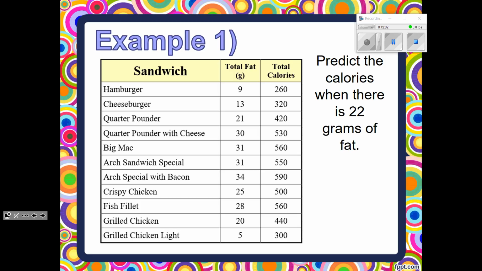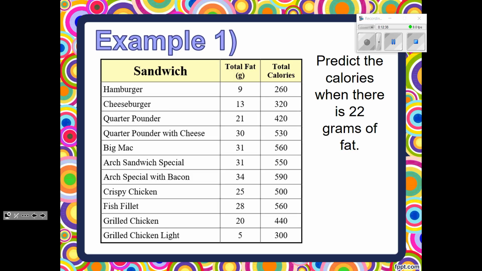Well, do you think things that are high in fat will be high in calories? Yeah. Do you think things that are low in fat will be low in calories? Someone said, well, not really, because look at this. A hamburger has 9 grams of fat and 260 calories. But if you go down here to the grilled chicken light, it has less fat, but more calories. Huh.